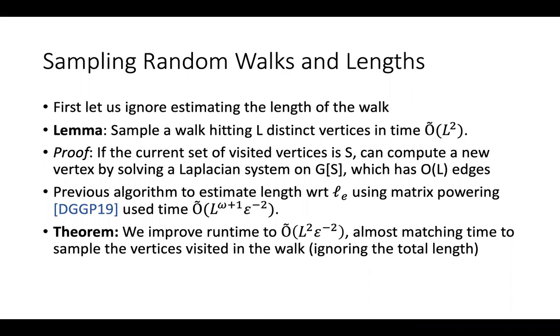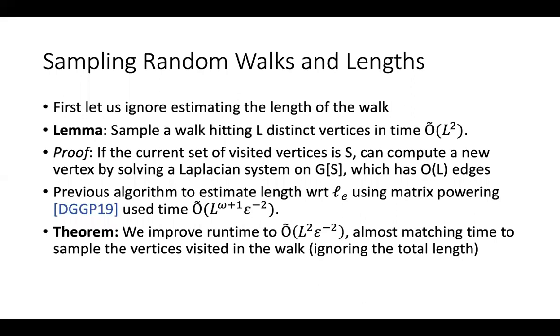The idea is that if the current set of vertices is S, we can compute the next distinct vertex we hit by solving a Laplacian on the induced subgraph G restricted to the set S. This has O(L) edges because we're assuming G has maximum degree O(1). So you can solve the Laplacian in O tilde of L time, for a total runtime of L squared. So that's the algorithm if you just wanted to get all the vertices.